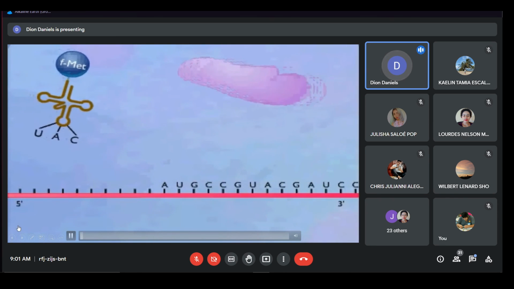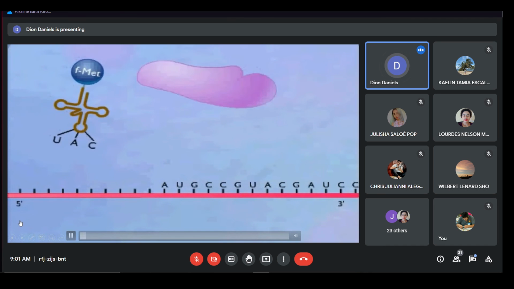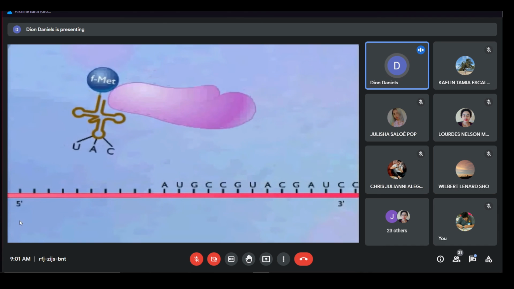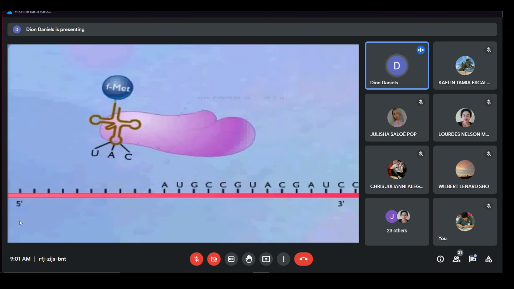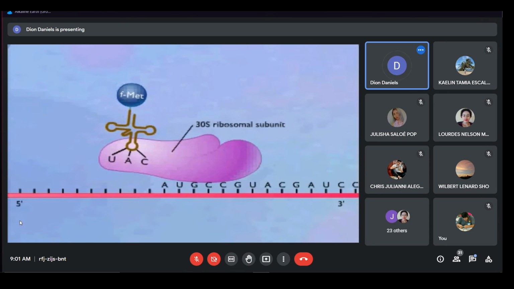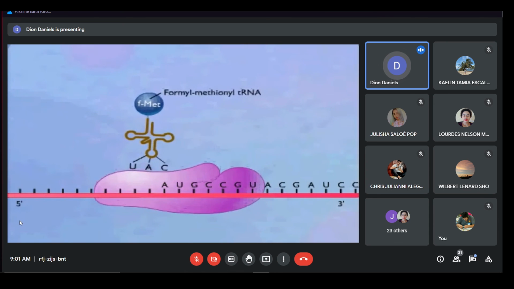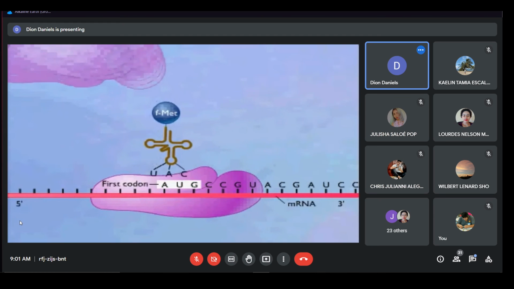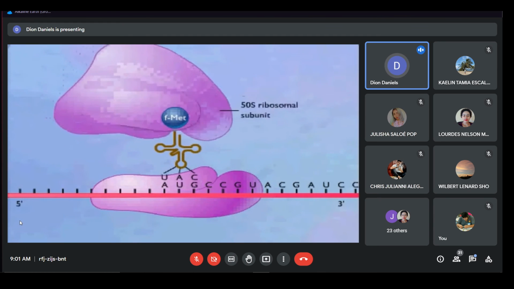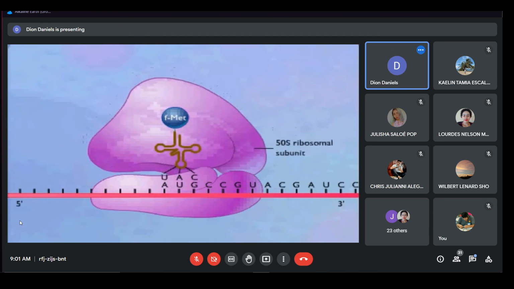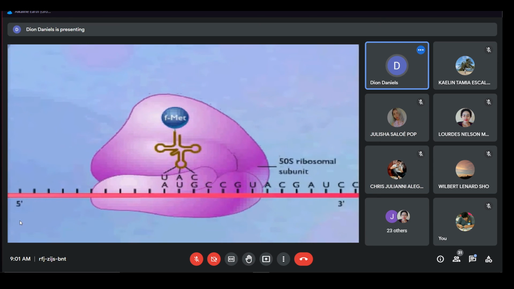In prokaryotic cells, translation is initiated by formation of an initiation complex consisting of the 30S ribosomal subunit, formylmethionine tRNA, and messenger RNA. The 50S ribosomal subunit then joins the complex. Proteins called initiation factors are also involved, but are not shown.